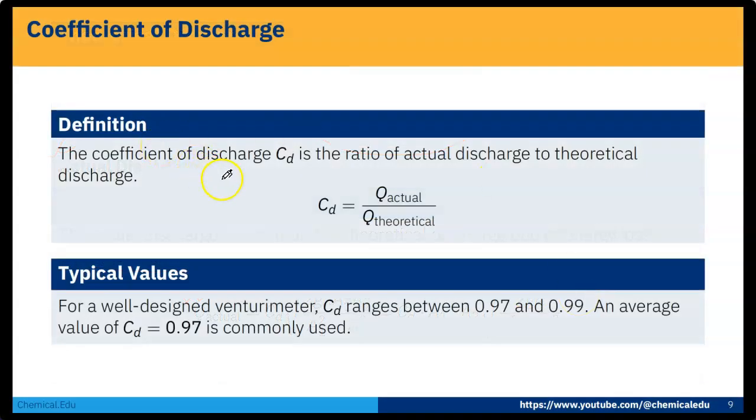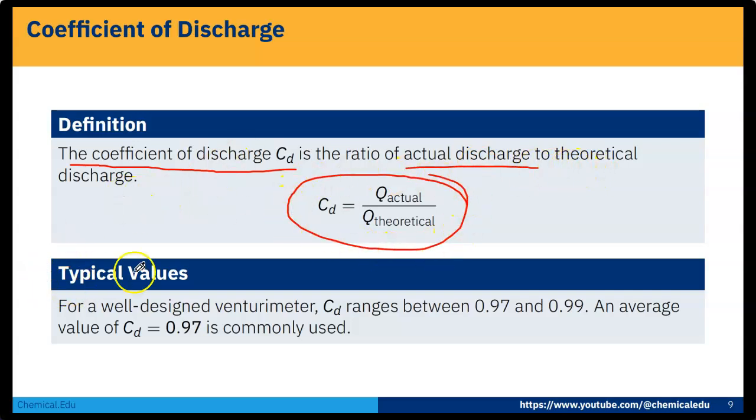Now what is that CD? CD is the coefficient of discharge, which is the ratio of actual discharge to the theoretical discharge. Now what will be the typical value of CD? If CD is 1, then Q actual is equal to Q theoretical, but that is not the case. For a well designed Venturimeter, the CD range is 0.97 to 0.99. Remember that, it is very important. An average value of CD, 0.97, is commonly used. So generally we can take CD equal to 0.97 and design the Venturimeter.